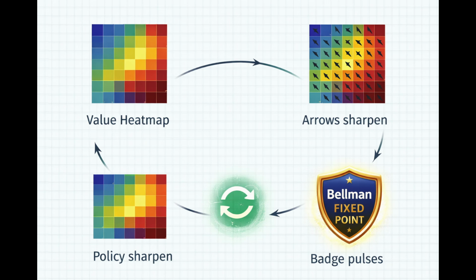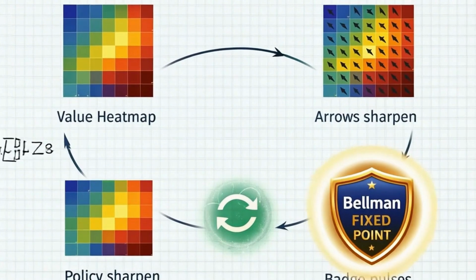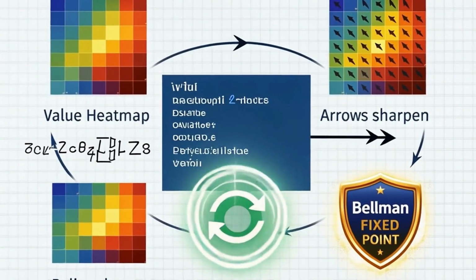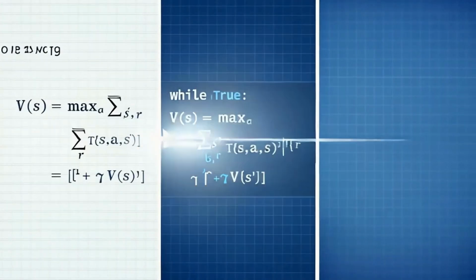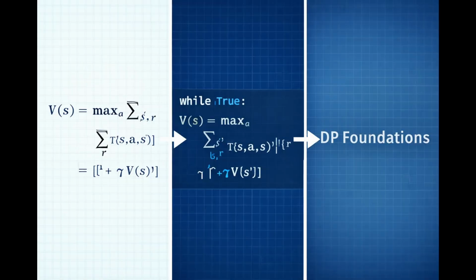By the end, you'll understand what it means for an agent to solve an environment as a fixed point of Bellman backups. So if you've ever looked at the Bellman equation and thought, okay, but how does this become an actual algorithm? This is the part of the series where it finally becomes real. Let's jump in.